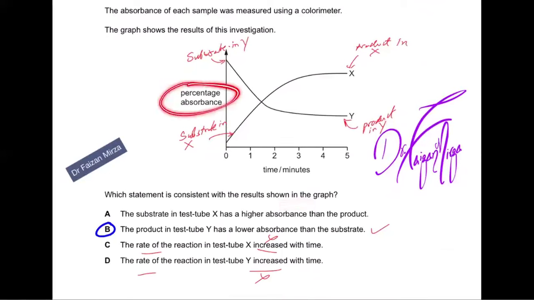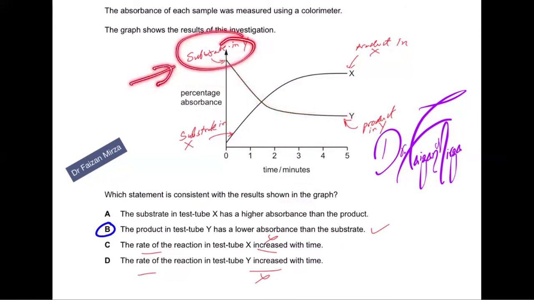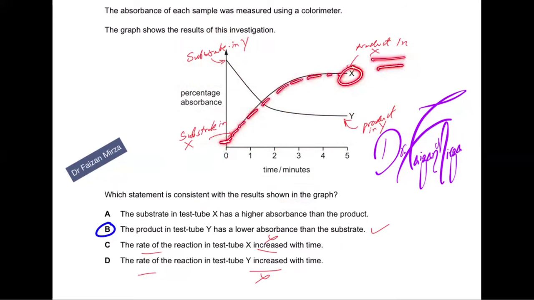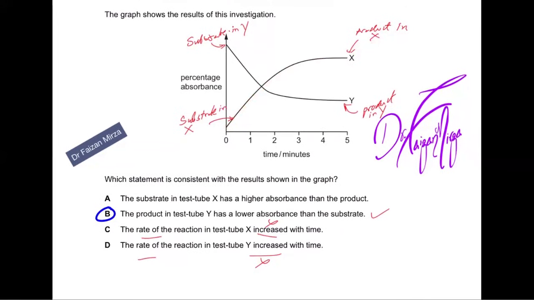So if you look at the y-axis, percentage absorbance, on the x-axis, time in minutes. As the reaction progresses, we see that the contents of test tube Y, which must be substrate at the start of the reaction, turn into product in Y. So the substrate in the test tube Y had a high absorbance. The product of Y is having low absorbance. Similarly, in test tube X, the substrate initially, which is at time 0, must be substrate of this test tube. It is having a low absorbance, but as time progresses and it is converted to product, the product is having a higher absorbance. Which statement is consistent with the results shown in the graph?